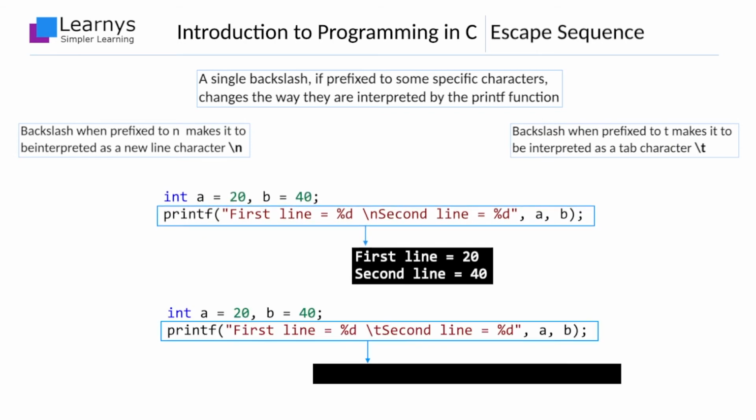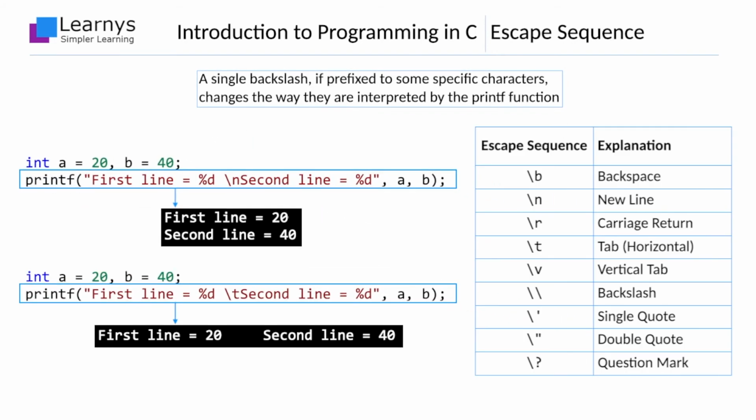In this example, the backslash t appearing in the formatter sentence will make the printf function introduce a tab at the point where backslash t appeared. The other parts of the formatter sentence will be interpreted in the usual way, and you will see this getting printed on the screen. There are some other escape sequences too. Please have a look at this table to know.